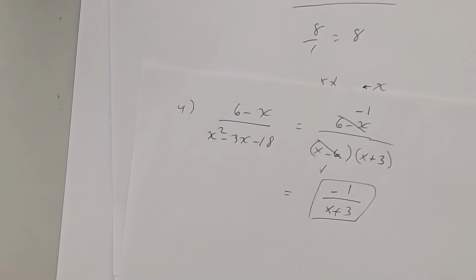Okay? All right, so that's the idea of opposites. We're going to see this again in a little while when we multiply rational expressions. Yes? So the negative 1 always comes in the numerator. Say it again? The negative 1 always comes in the numerator.